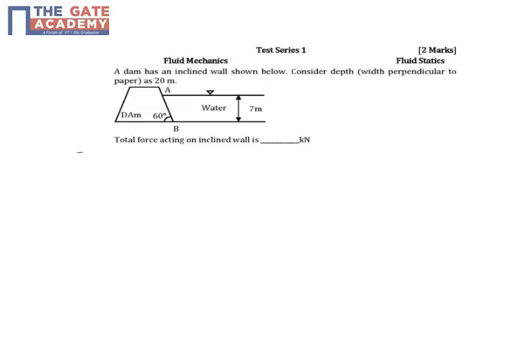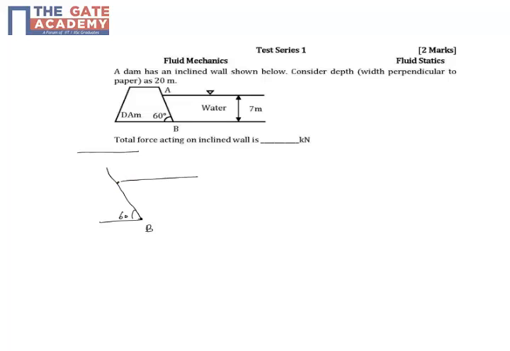Let us discuss a question from fluid statics. A dam is given which has an inclined wall, and the depth perpendicular to the paper is 20 meters, and we need to find out the total force acting on this wall. So let us consider the wall AB. This angle is 60 degrees and you have the water level till here.